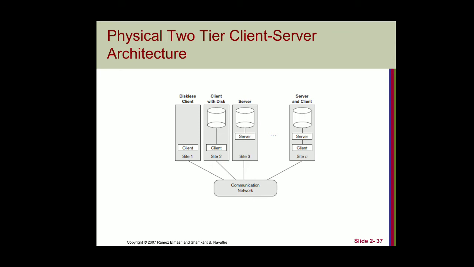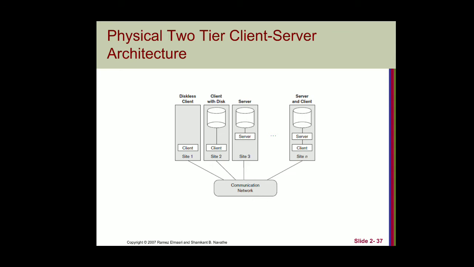This is a physical two-tier client-server architecture. As we have already discussed, we are going to have many kinds of systems. First one is a diskless client. Here it is only used for displaying the information. Then we have a client with disk. This client has the capability to store some information because it has a database. Then we have a server. The server has a disk wherein we can store something and give that information to the clients whenever they request it.